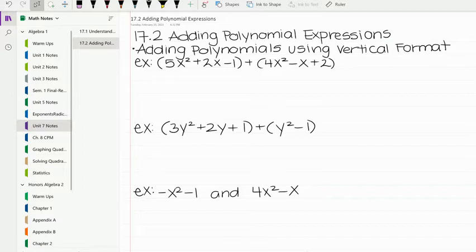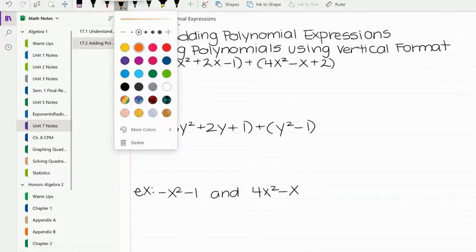So when we add polynomials, it's important to know that you can only add like terms. And like terms means that they have the exact same exponent. So just like in the first section when we would simplify things, we could only combine like terms when they were the exact same exponent. So we'll start off with adding in the vertical format.